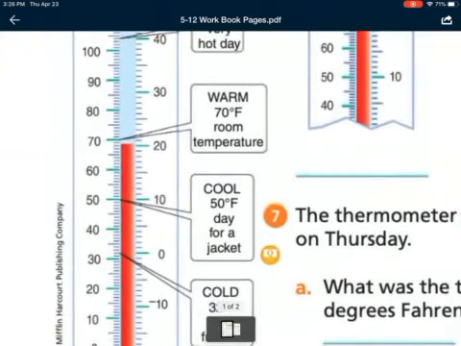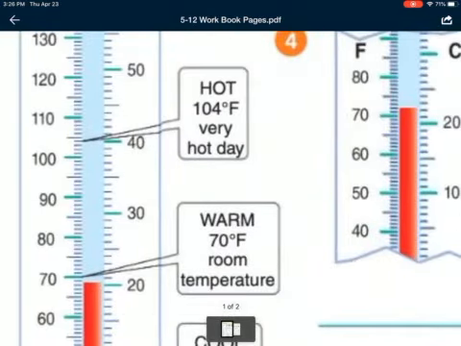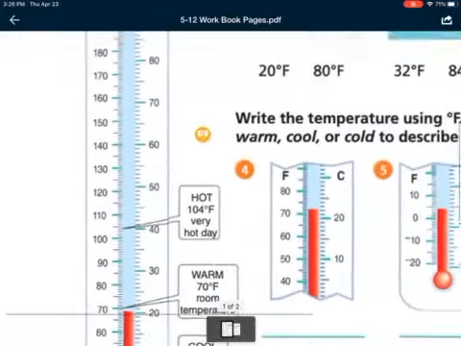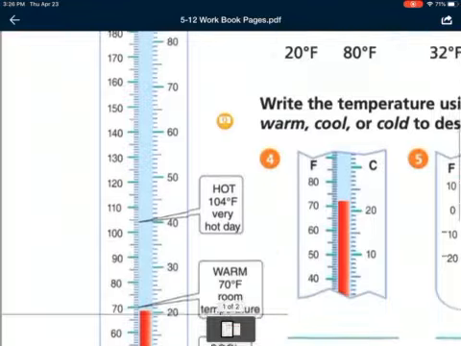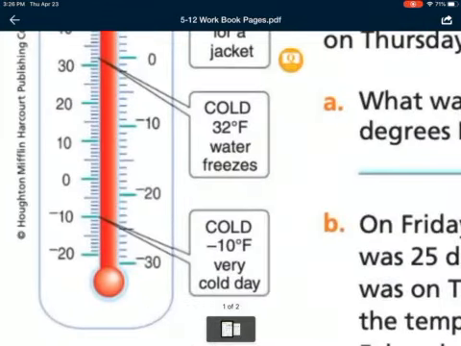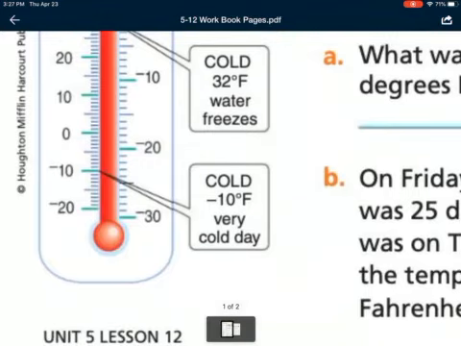Warm, usually 70 degrees Fahrenheit, is usually considered room temperature. Hot is like 104 degrees, a very hot day. Water boils at about 212 degrees Fahrenheit. Going back the other way, cold is 32 degrees Fahrenheit. That's when water freezes. And if it's -10, that's a very, very cold day.